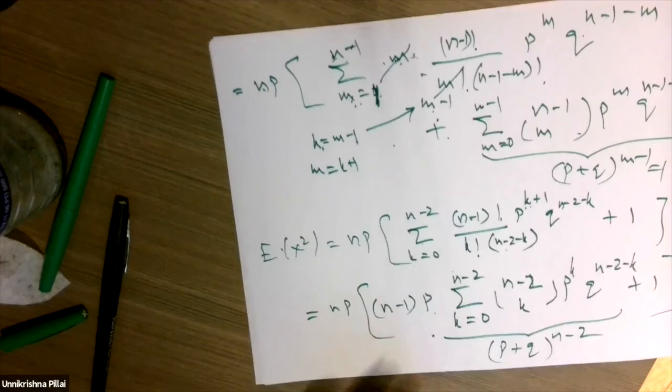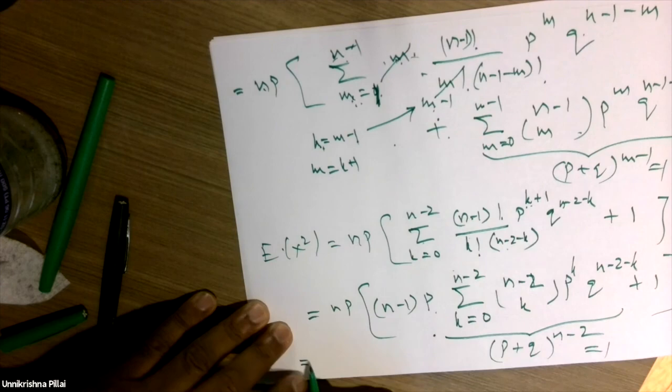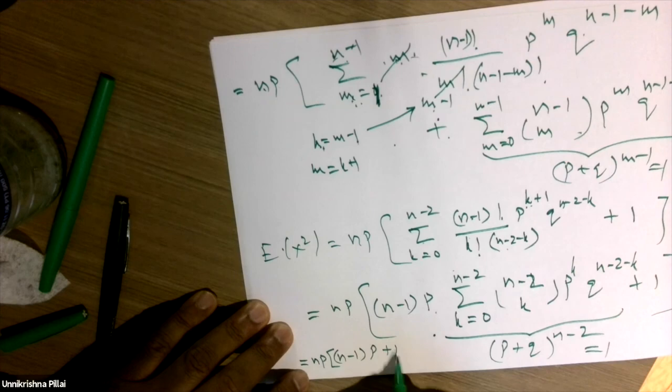So I'm going to leave you to look at that, so you can see the answer. This is 1. So this whole answer is np multiplied by (n minus 1)p plus 1. So let's expand this.